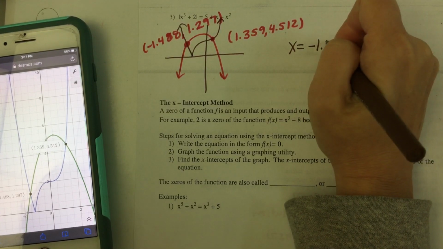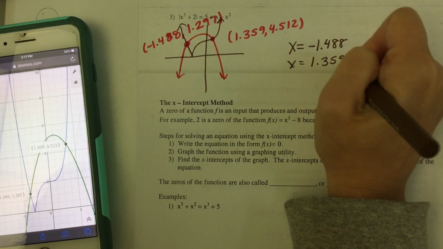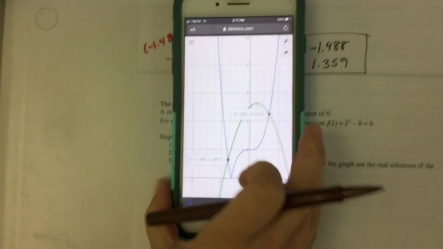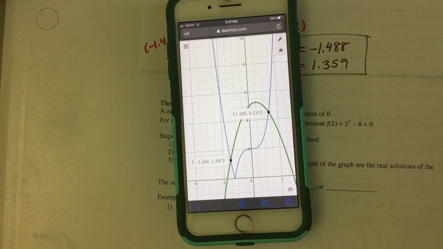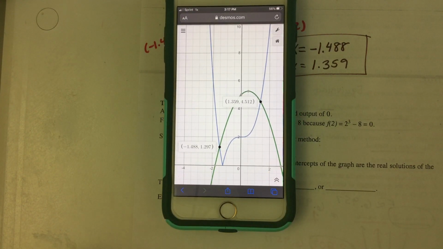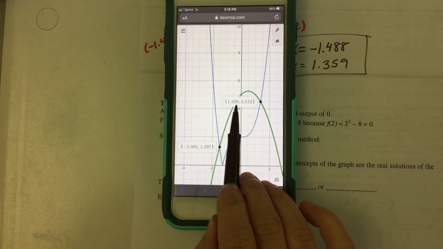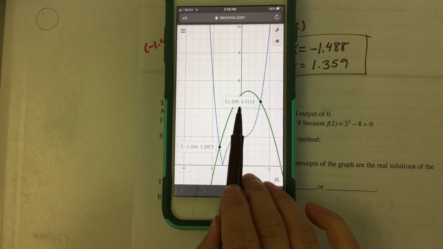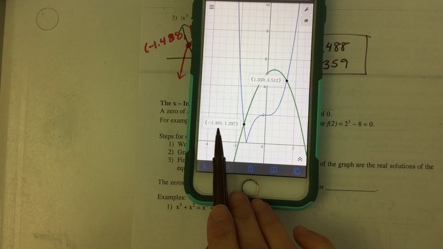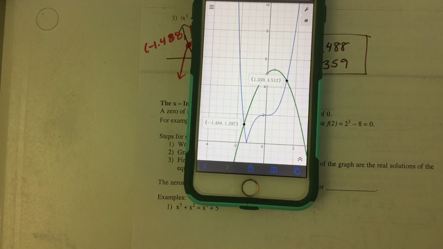So x equals negative 1.488 and x equals 1.359. Those are your two solutions. The reason you have two solutions is because when you look at the graph, those two equations intersect two times. If you didn't trust Desmos and wanted to check, if you put 1.359 into the x's, both sides should equal approximately 4.512. If you put negative 1.488 into all of the x's, both sides should equal approximately 1.297.